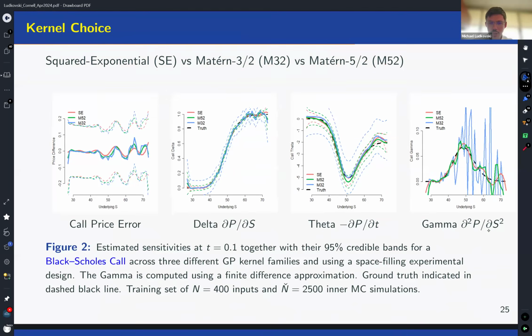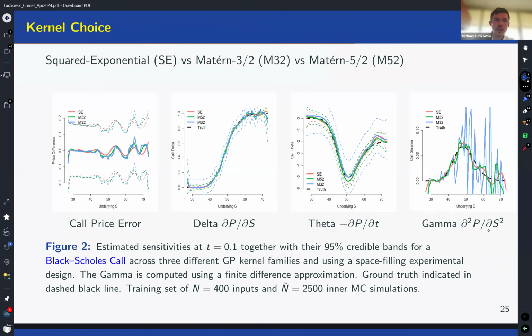I want to show you this plot here. So again, kernel choice is an important selection. If you pick the wrong kernel, you're going to get bad answers. Okay, so what does the wrong kernel mean? If you pick something which is not very smooth, Matern 3/2 only has 1 gradient. So Matern 3/2 has no good gamma. This is the second derivative. And it also has bad delta because it's not differentiable enough. So this is like a kernel which is too rough. On the other hand, if you pick a squared exponential, this thing is too smooth.